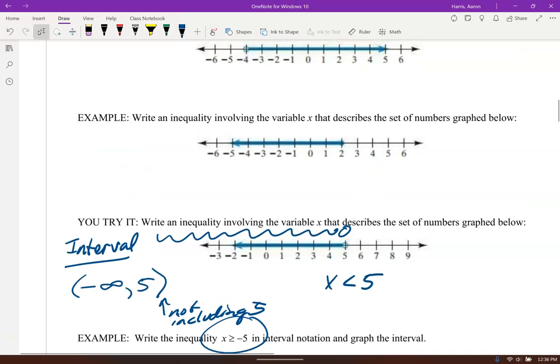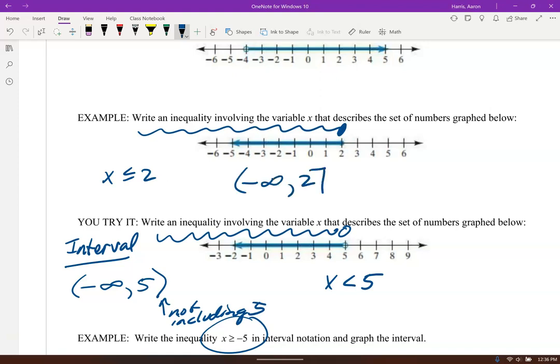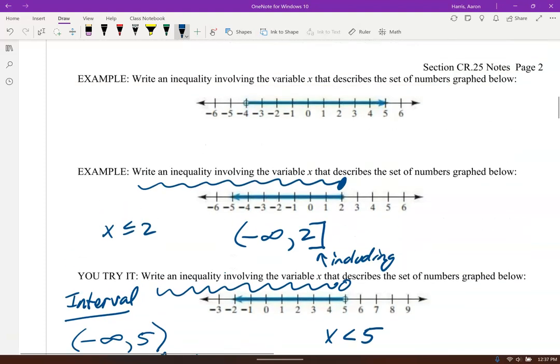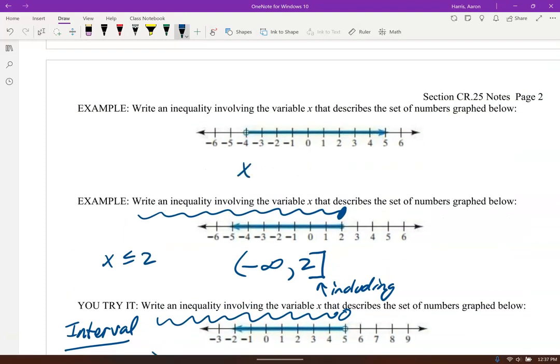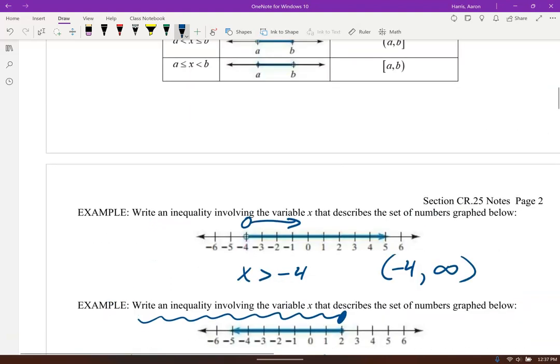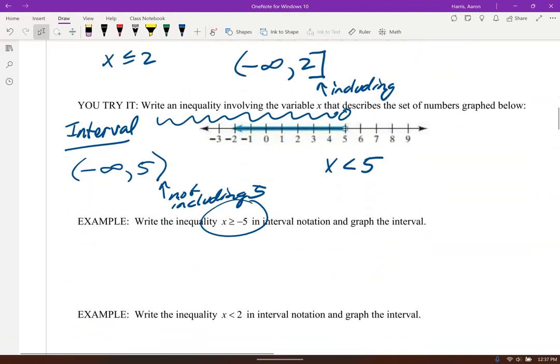In fact, let me do this one that we had before, the x is less than or equal to 2. So it's all these solutions up to 2, and we include the 2 as well. So we write that from negative infinity up to 2, bracket, meaning I'm including. The parentheses on negative infinity and positive infinity always have a parenthesis. They're not a number that you arrive at. This other one where x is greater than -4, we were not including -4. So we're starting at -4, going left to right, up to infinity. That's the interval notation for those ones.